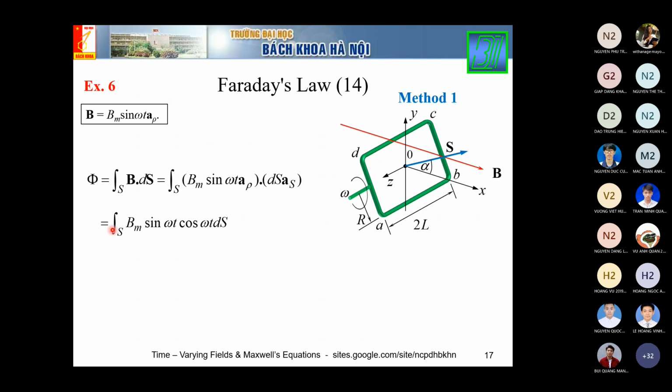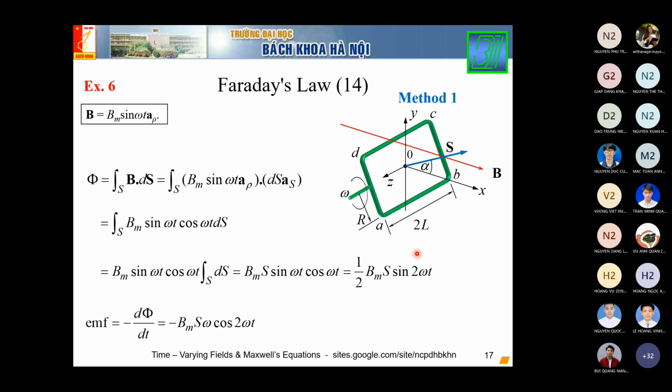This one is a space integration, okay, the surface integration. So t here and t here are constant with respect to space. And then we can change this one into this. The surface integral of dS is the total area of this rectangle, which is 2h times 2r. Okay, and here you can simplify this product into the sine of a double angle like this. This is the total magnetic flux, and to find the induced voltage, you can take the derivative with respect to time, and there you are.